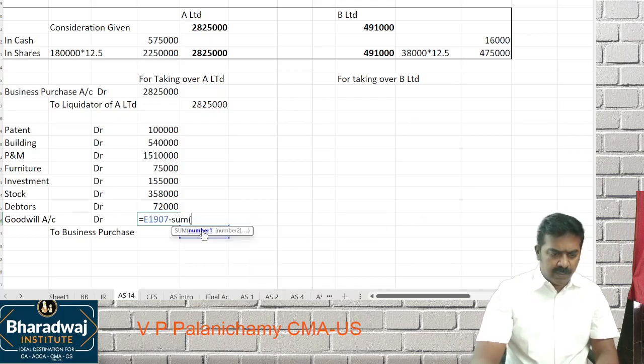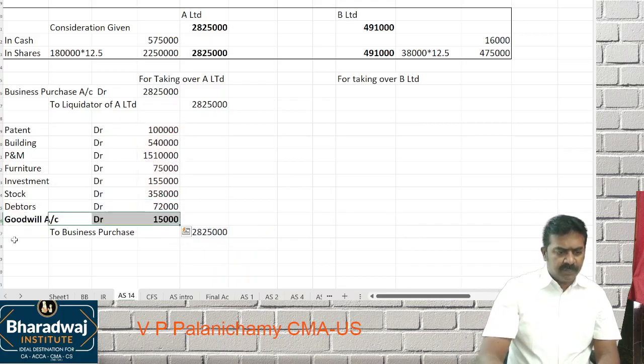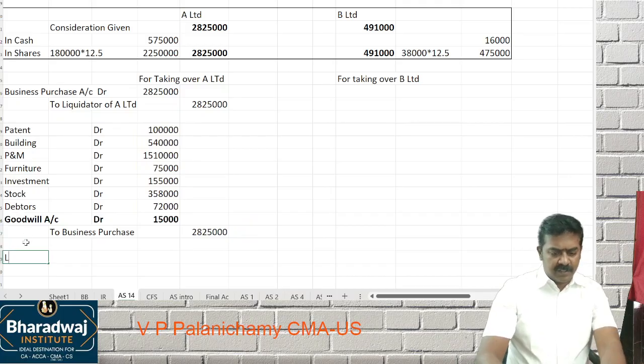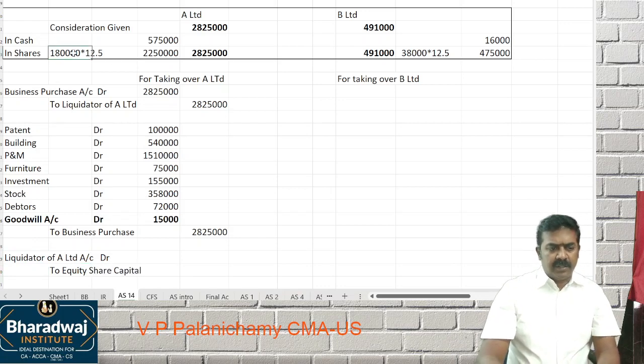Take it up. Don't wait. Please take it up. 15,000 goodwill in the first company. Then we settle the purchase consideration. Liquidator of A Limited account debit to equity share capital. Equity share capital 1,80,000 into 10, 18 lakhs only will come.